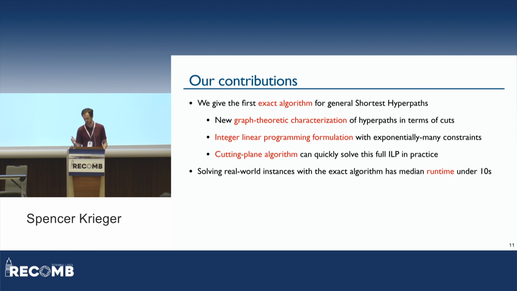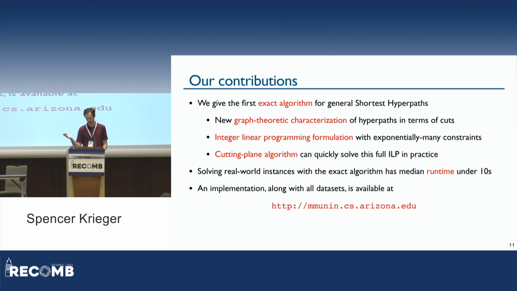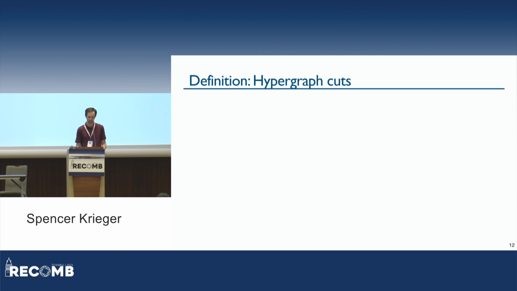This algorithm, while it has no runtime guarantee, solves real-world instances very fast in practice. So it has a median runtime under 10 seconds on these real biological databases. And we call this tool Munin, and I'll show this URL at the end as well. But we have implemented this in a tool and have all the data sets available.